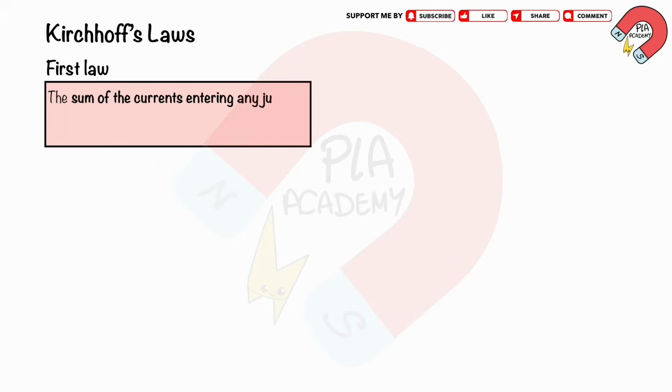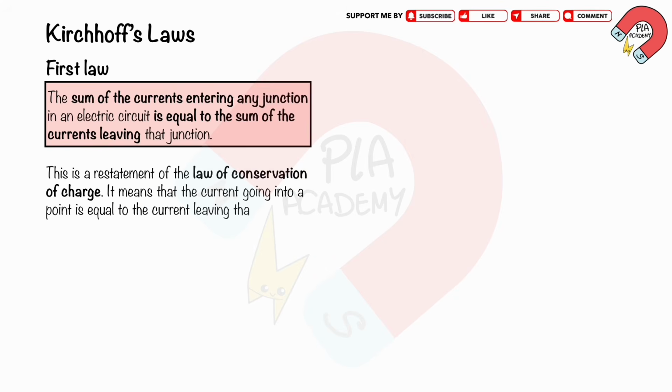Kirchhoff's first law. The sum of the currents entering any junction in an electric circuit is equal to the sum of the currents leaving that junction. This is a restatement of the law of conservation of charge. It means that the current going into a point is equal to the current leaving that point.